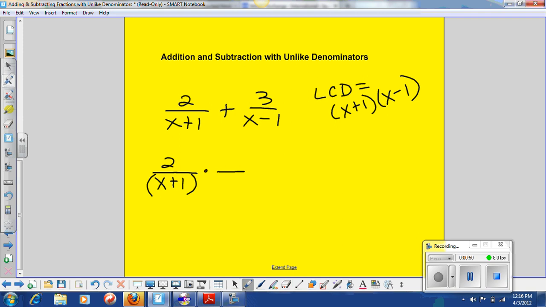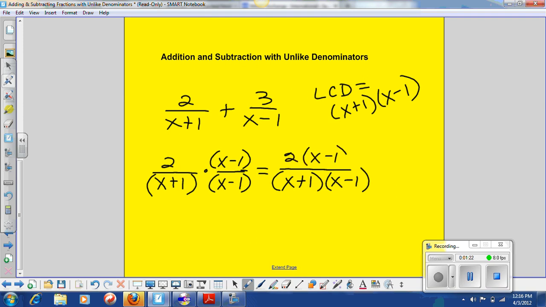multiply? What are we going to have to multiply it by to get our denominator of x plus 1 times x minus 1? Well, it already has the x plus 1. The only thing missing is the x minus 1. So if we multiply our denominator by that, that's what we'll get. But in order to keep it an equivalent fraction, whatever you multiply the denominator by, the numerator has to be the same as the denominator. That way you're making it an equivalent fraction. So this becomes 2 times x minus 1.